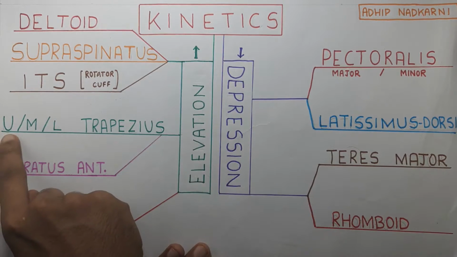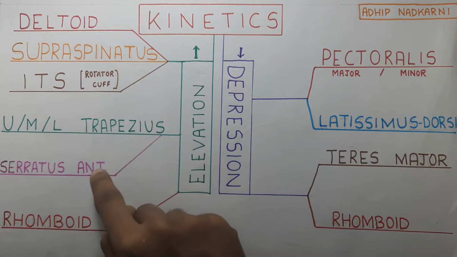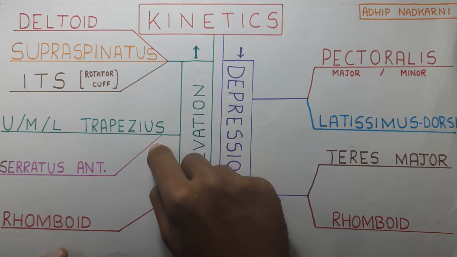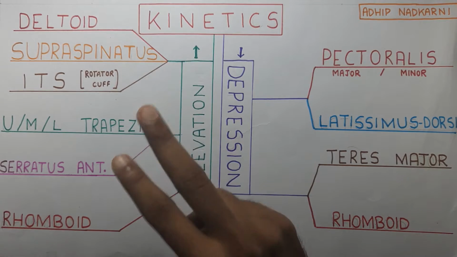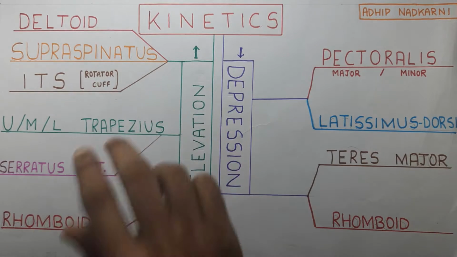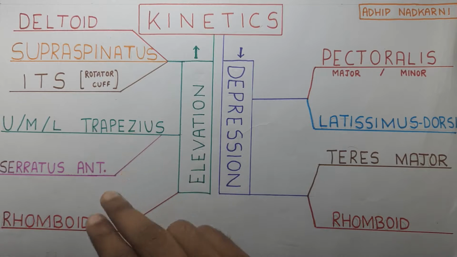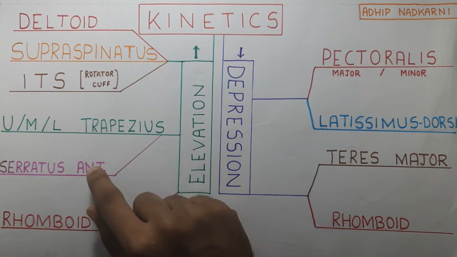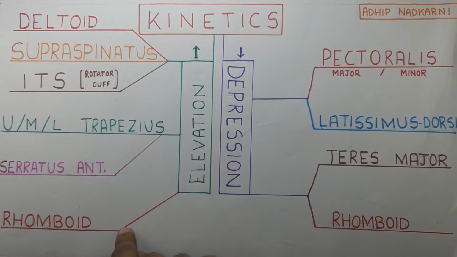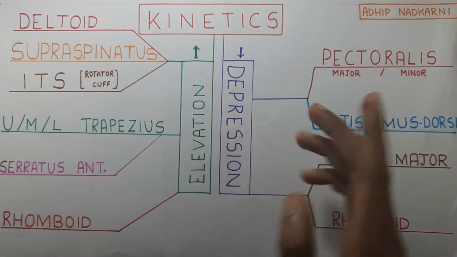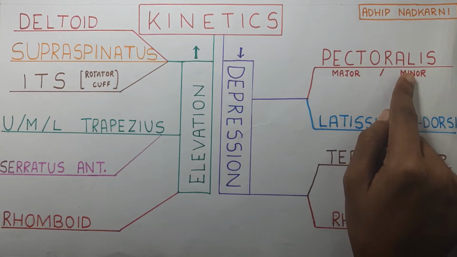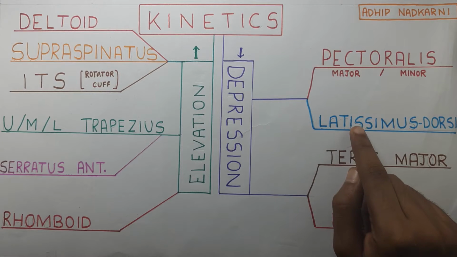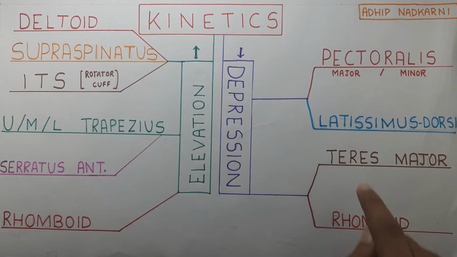Then there is your upper, middle and lower trapezius and the serratus anterior, which I won't discuss because I have talked about this in my last two videos. I made sure that I was giving enough time for this concept because it's often overlooked. So do check out my upper rotation videos to understand the concept. And then the rhomboid. Under depressors, we have your pectoralis major and minor, that are your chest muscles. Then latissimus dorsi, also known as the pulling muscle. Then teres major and rhomboid.